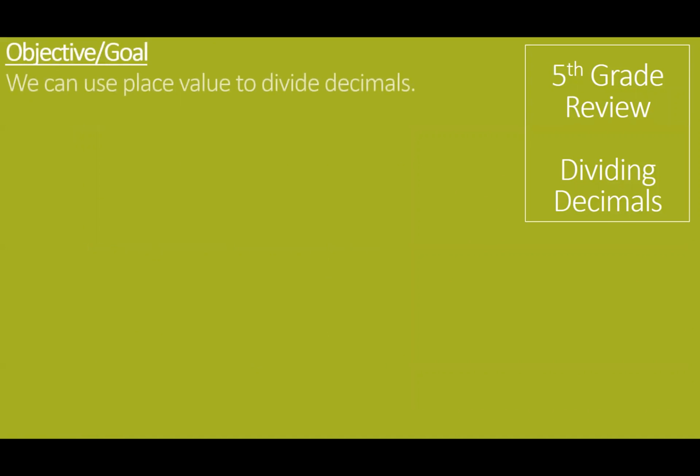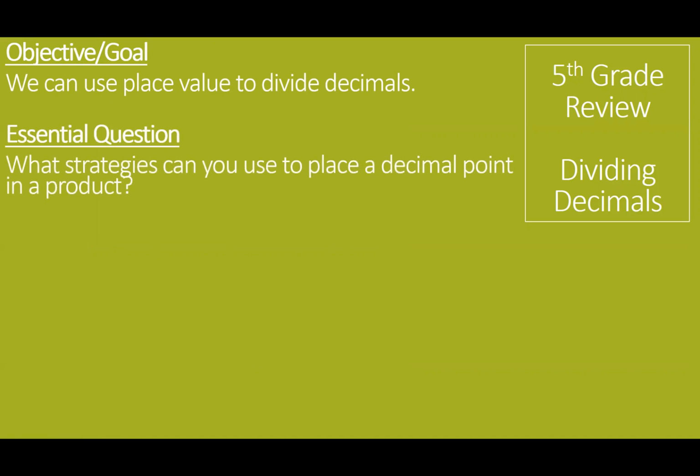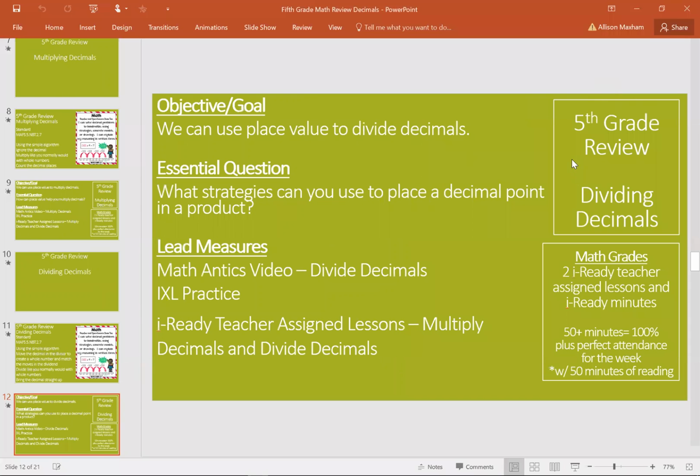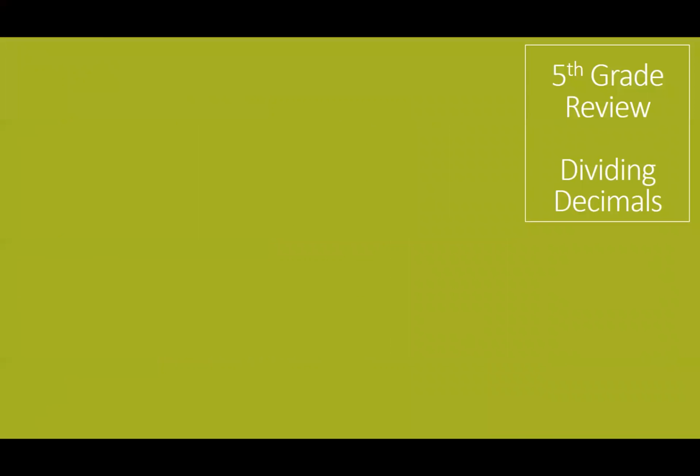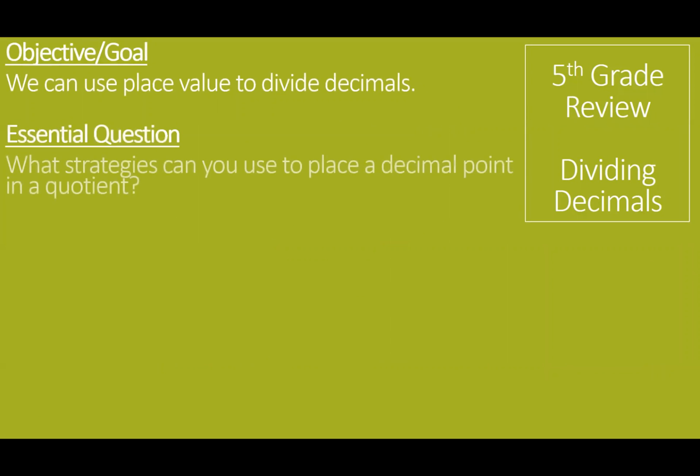Here's our objective for today. We could use place value to divide decimals. What strategies can you use to place a decimal point in a product? Uh-oh, that was from yesterday. It's not supposed to be product. It's supposed to be, well, what's the answer in a division problem? Quotient. It's a quotient. Fix that. Okay, what strategies can you use to place a decimal point in a quotient?